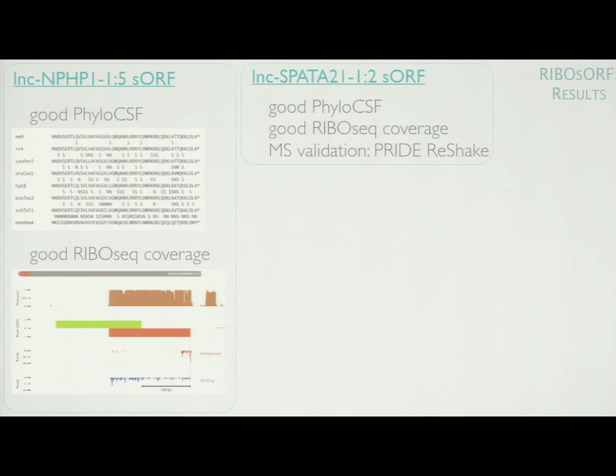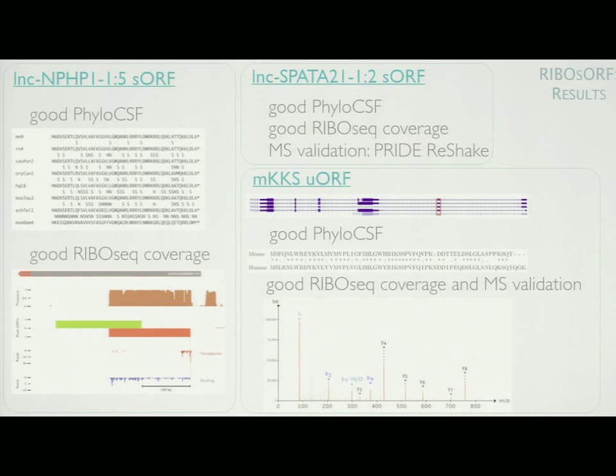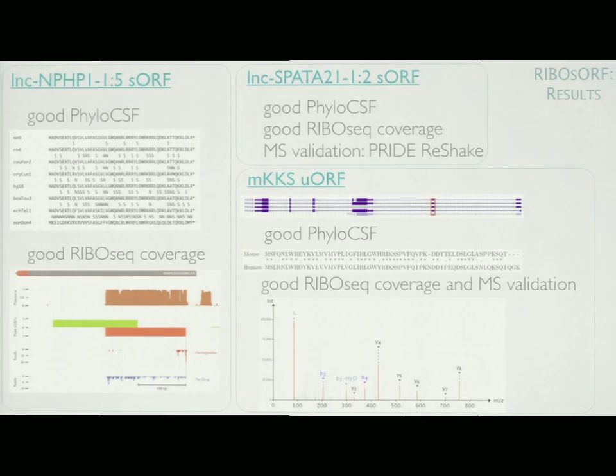Another example was also validated by PRIDE ReShake already. It's another long non-coding RNA. And then a third one is from MKKS. It's an upstream open reading frame that we were able to identify with mass spectrometry as well. It also has very nice conservation and a very good MS validation, and ribosome profiling coverage.